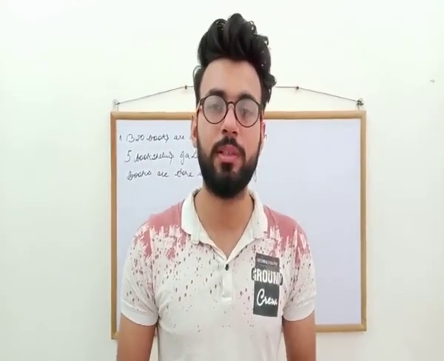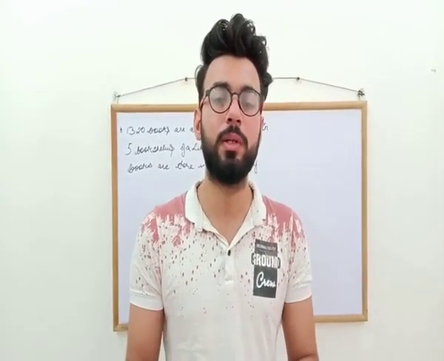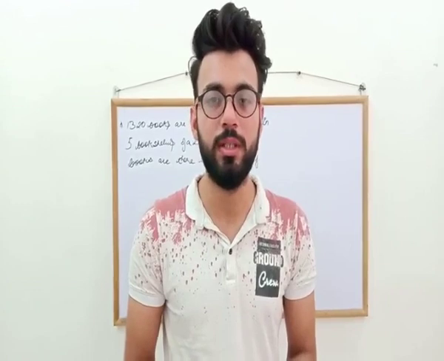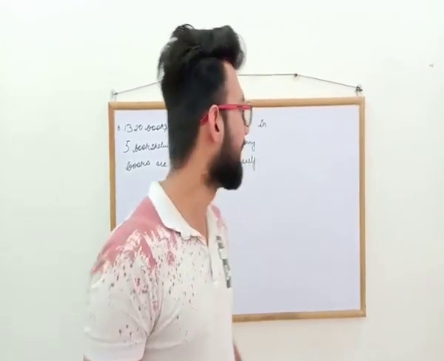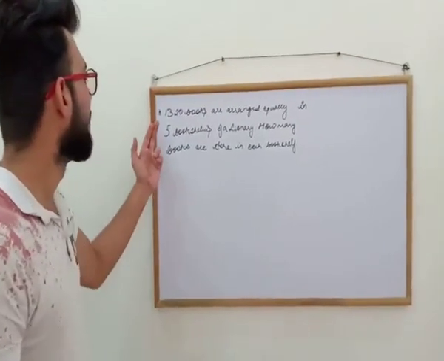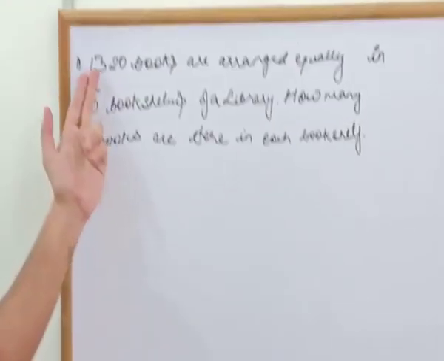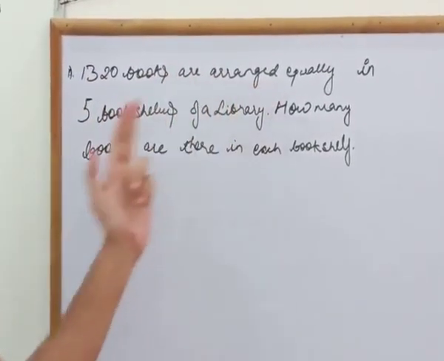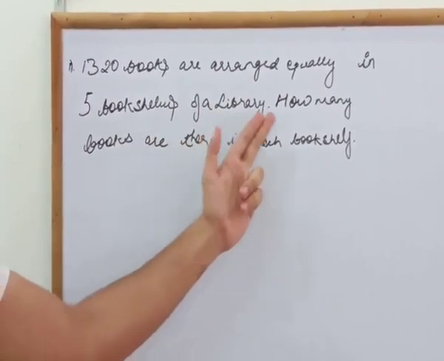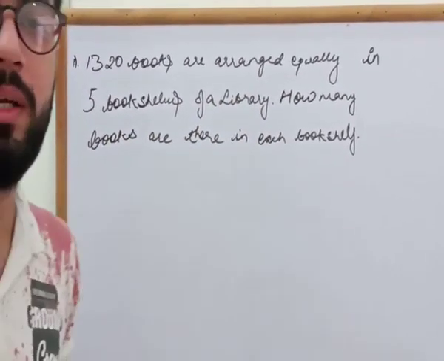As we discussed in our last video, today in this video we are going to study word problems based on division. So I am back with the same topic, and the very first question for the same topic is this. We have 1320 books arranged equally in 5 bookshelves in a library. How many books are there in each bookshelf?